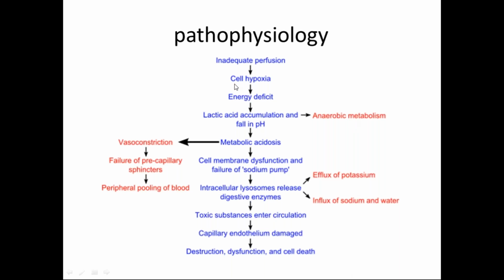Remember, very important: the main concept of any type of shock is this. This is the same pathophysiology for any type of shock. It's a common pathophysiology. Very important is this: inadequate perfusion, hypoxia, energy deficit, then anaerobic metabolism, because of this lactic acid accumulation, metabolic acidosis, cell membrane disruption, lysosomal release, endothelial damage. It leads to cell death.